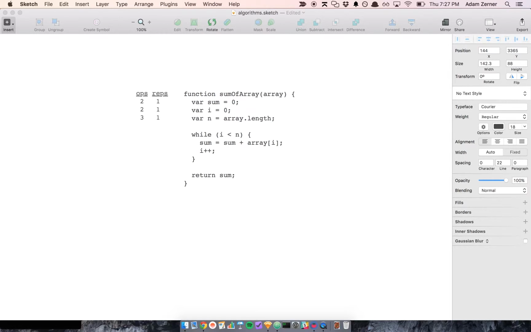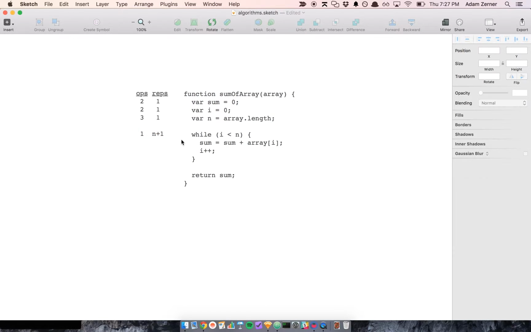Let's move on to this line here. So this involves only 1 operation. We're just comparing i and n. But this line of code gets executed n plus 1 times. So it gets executed n times, while i is less than n, and 1 more time when i is equal to n. So here we've got 1 operation that's repeated n plus 1 times.